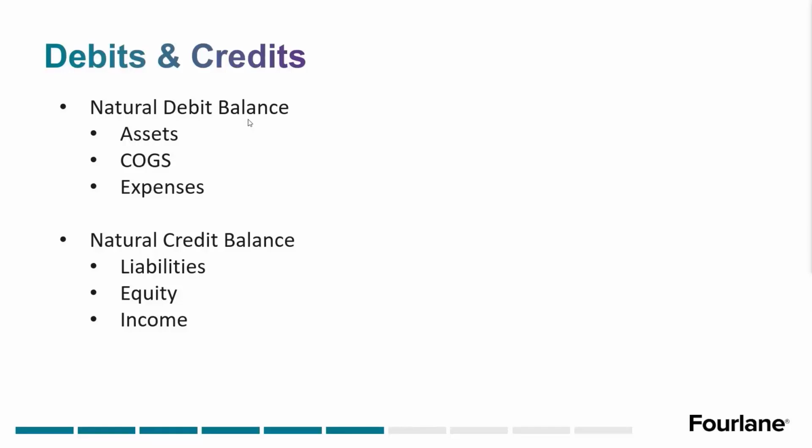So when we say natural debit balance, what that means is that on a financial report, to get a positive number to show up on the financial report, meaning a balance sheet or a P&L, you have to use a debit.